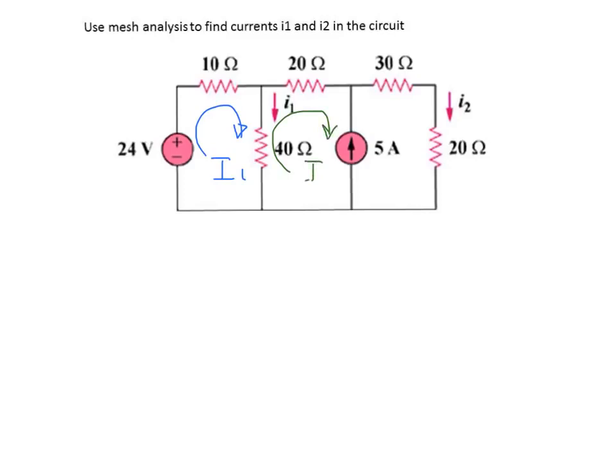for the second mesh, and I3 for mesh number 3. And again, to make everything convenient, we'll assign the direction of the mesh current as clockwise.